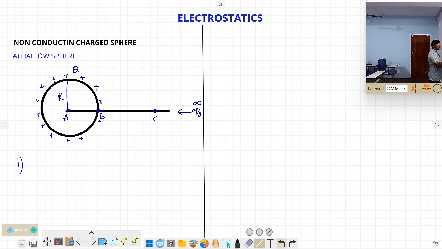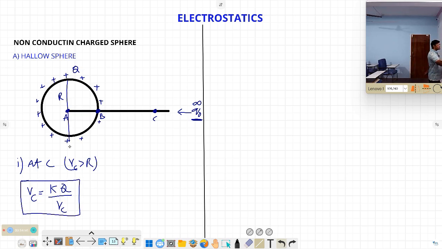First case: what is the case at C point? At C point, RC is greater than the radius of the sphere, meaning the distance of the point is more than the radius of the sphere. In this case, the total charge influences it, that means you have to do work to bring the charge Q naught from infinity to this C point. That much work you do is the potential at C point. We can write VC is equal to K into Q by the distance of that point C. What is the distance of the point C? That is nothing but RC. We already know how to take the distance from the center to the point, that is RC. This is important for us, right?